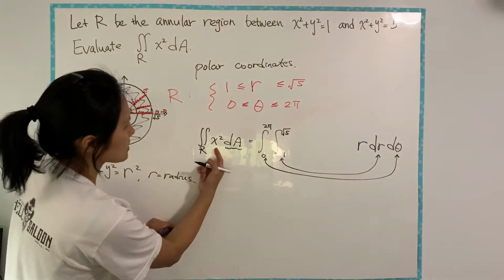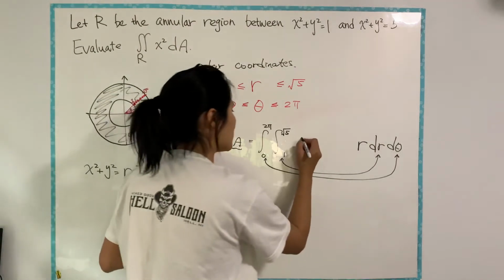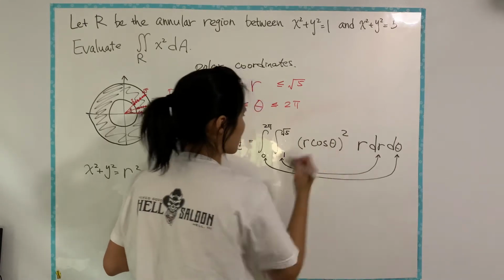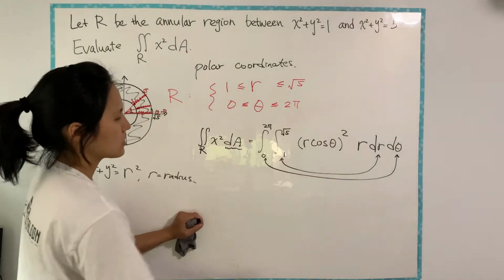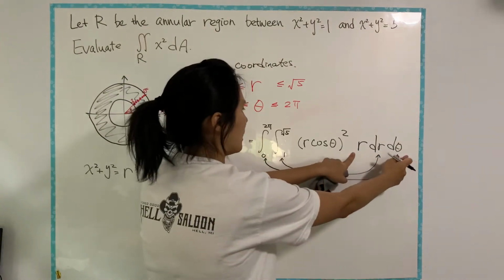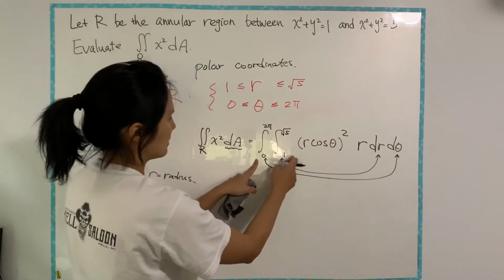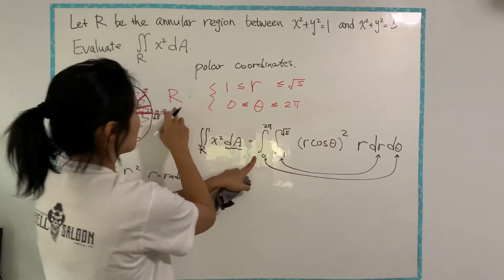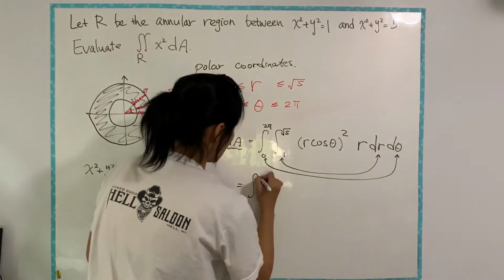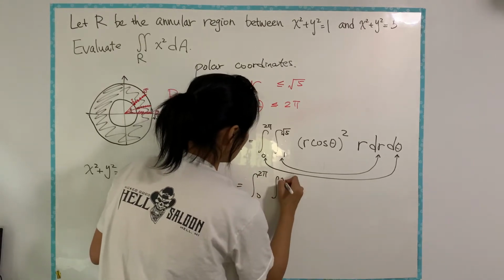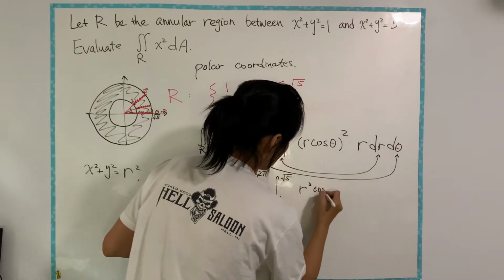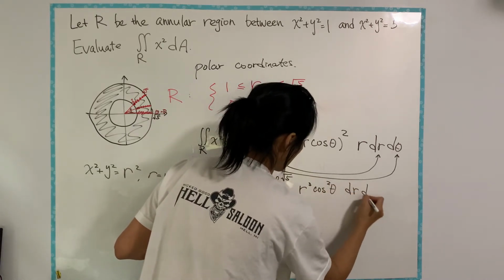Now, what is x squared in terms of r and theta? According to the formula, x is equal to r cosine theta, whole thing squared. So this is the x squared in terms of r and theta, and this is the dA in terms of r and theta, and this is the limits for the region R under polar coordinates. So now, simplify what we have in the integrand. I have r squared times r, so that's r cubed, cosine squared theta, dr d theta.